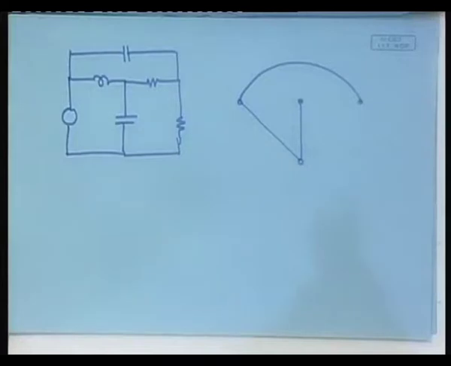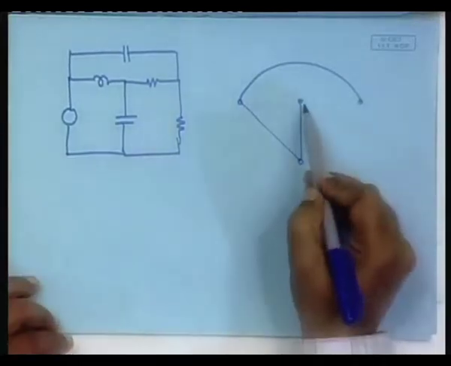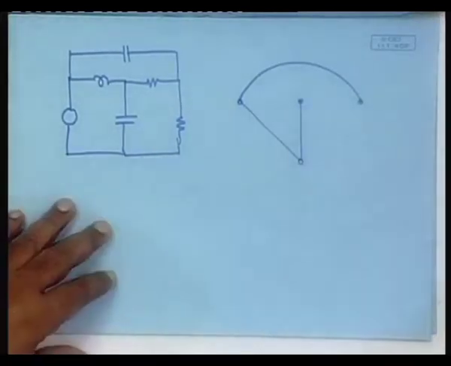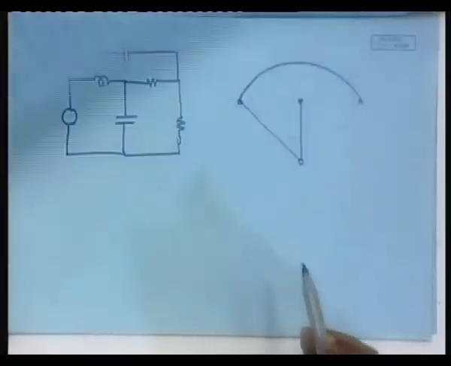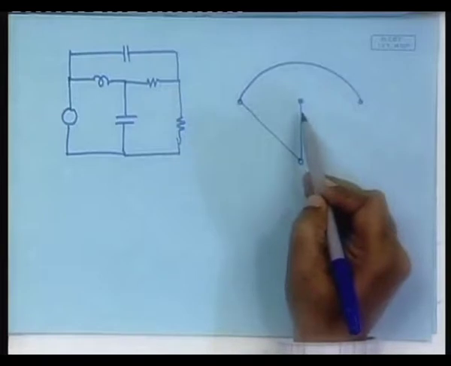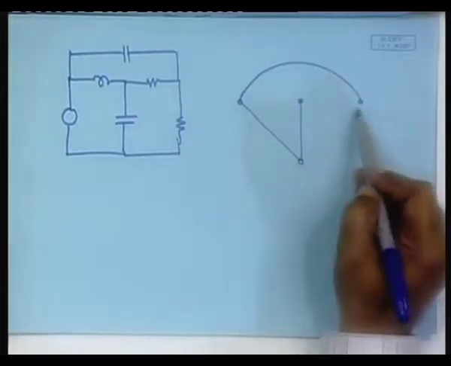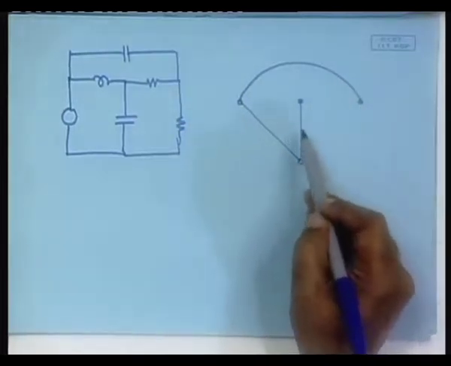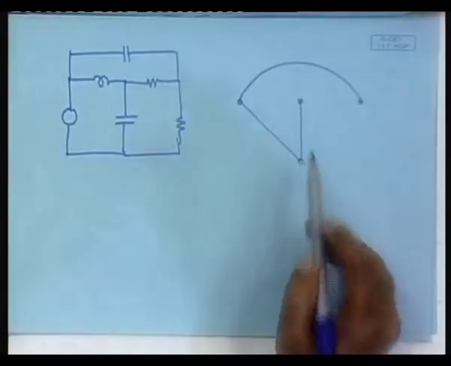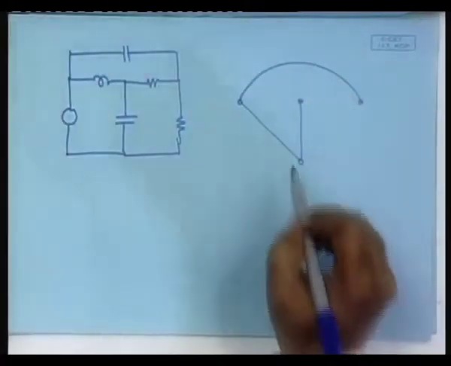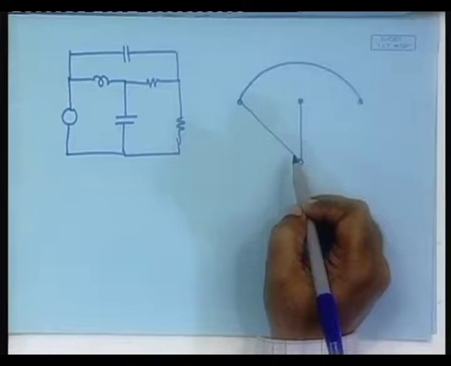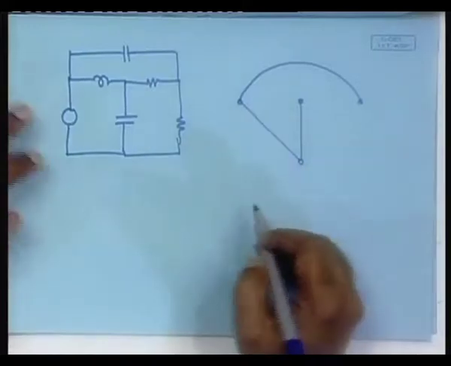The moment we try to include it, the next point was it should include the maximum number of resistors. The moment you try to do that, the loop is closed and therefore, it does not remain a tree. Here also the same problem, and we do not need any inductor to complete the tree. So, that out of all possible trees is a very special tree which we will use. It is called a standard tree.